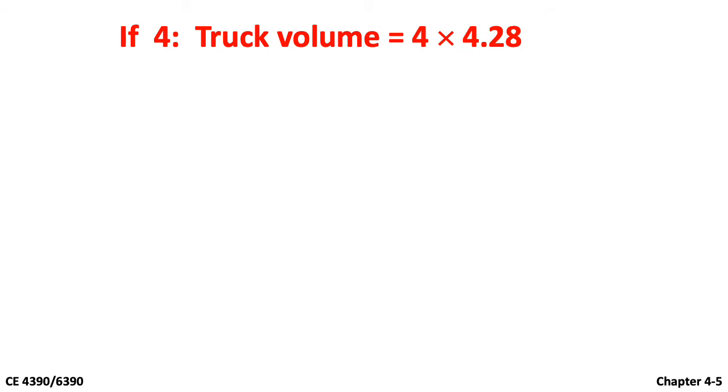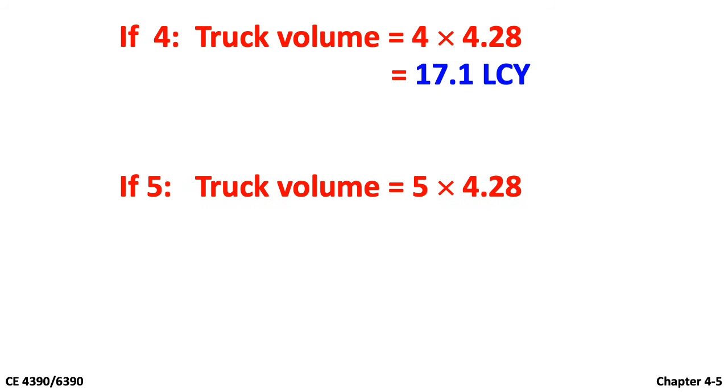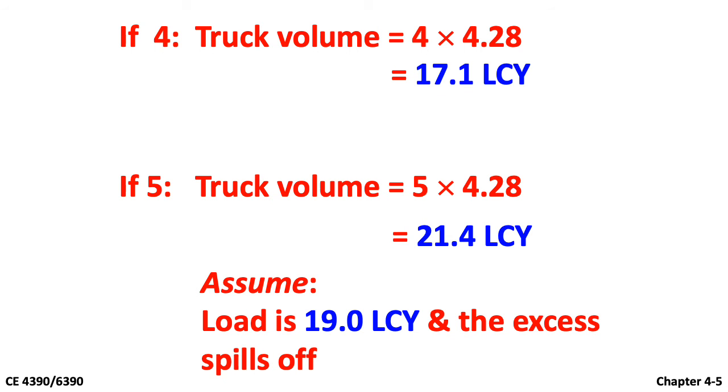If you use 4 bucket loads, the total truck load volume will be 4 times the bucket volume of 4.28, or 17.1 loose cubic yards. If you're using 5 bucket loads, the truck volume is going to be 21.4 loose cubic yards. This is more than its capacity. Remember that the truck capacity is 19 loose cubic yards, so let's assume that the load is 19 loose cubic yards and the excess will spill off the truck.